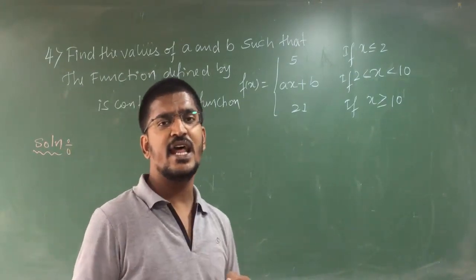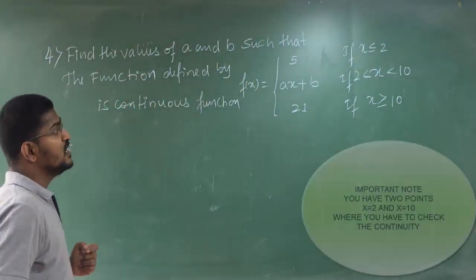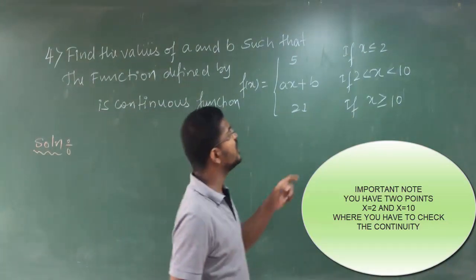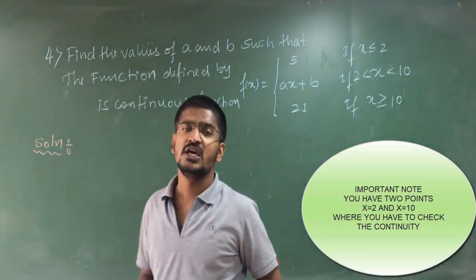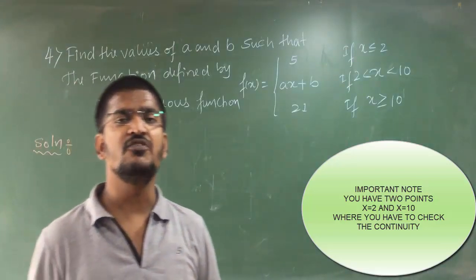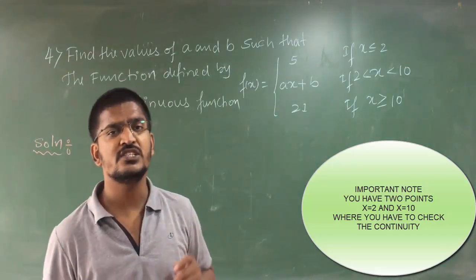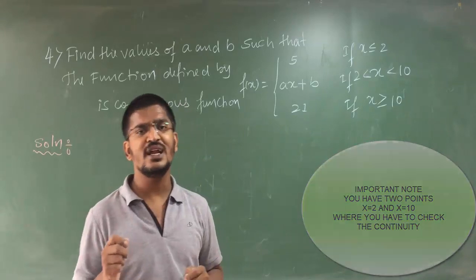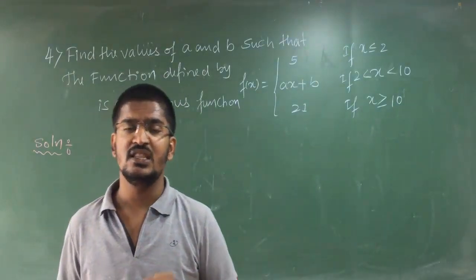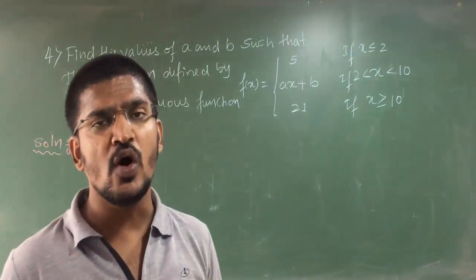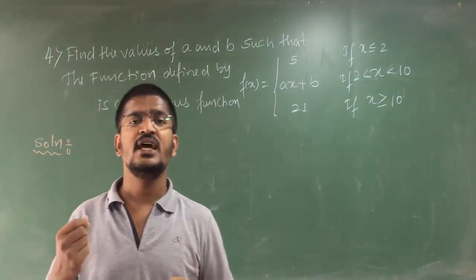So let us try this. Here there are 2 points. One is 2, another one is 10. That means you have to check continuity at 2 points, one for 2 and another for 10. But they have given that this is a continuous function. That means it is continuous at 2 and it is also continuous at 10.